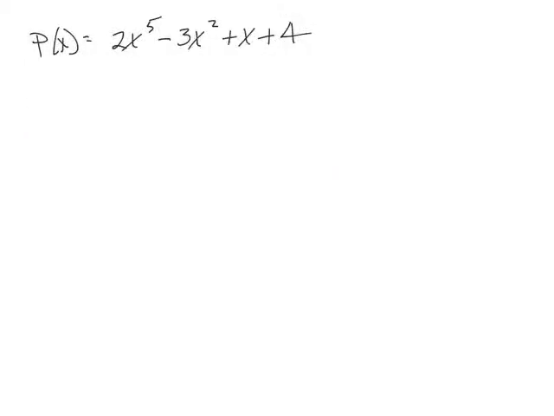Okay, so the top of page 296 starts talking about Descartes' rule of signs, and this is a way that we're able to find the number of positive real zeros and the number of negative real zeros of a polynomial function. Okay, so this is what we do here.